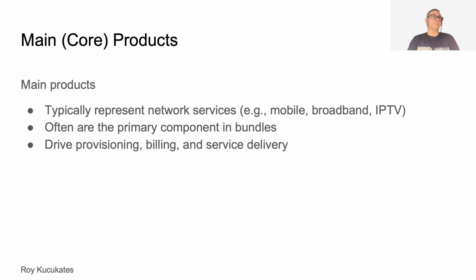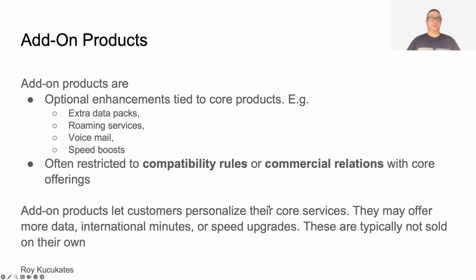main core products. These are typically network services like mobile, broadband, IPTV, just services without usages or without additional add-ons. They're usually the primary component in bundles. If you don't get these services, you will not have connectivity. So that's why these are the core parts. And they drive the provisioning, because if this is mobile or broadband or IPTV or fixed wireless access, their provisioning types are totally different. Their billing and service delivery can be different.